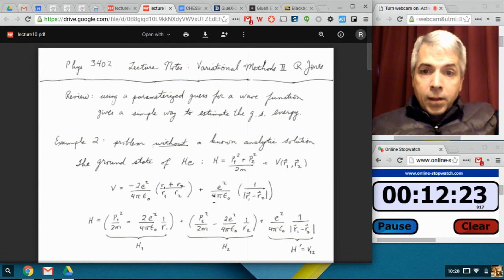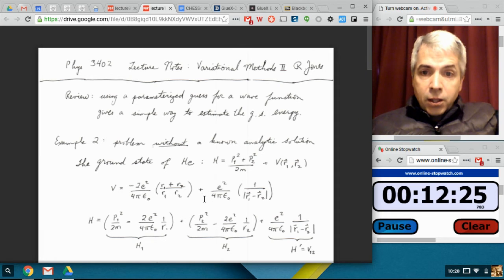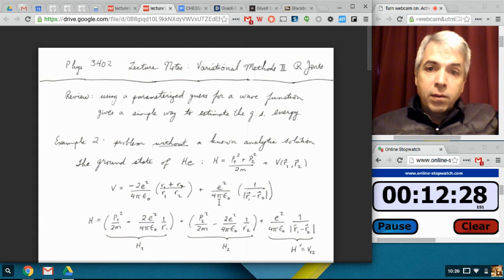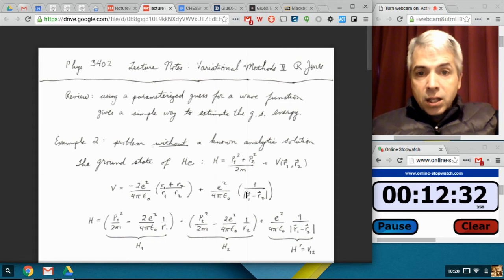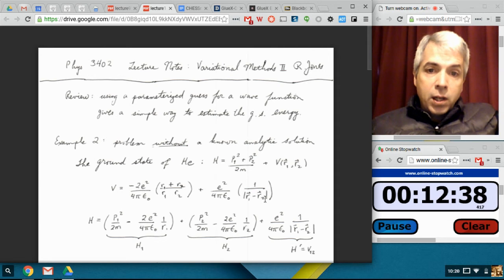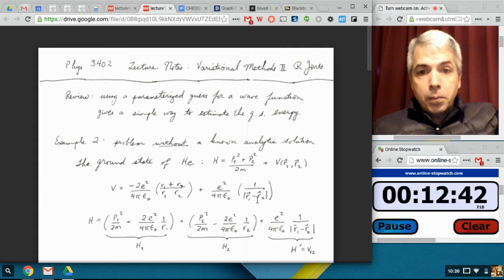Now, let's not forget that there's a positive repulsive interaction between the 2 electrons. That actually goes like 1 over |r1 minus r2|, and that is a quantity squared. So first we take the vector difference of their 2 positions, and then take the magnitude before we take the reciprocal.